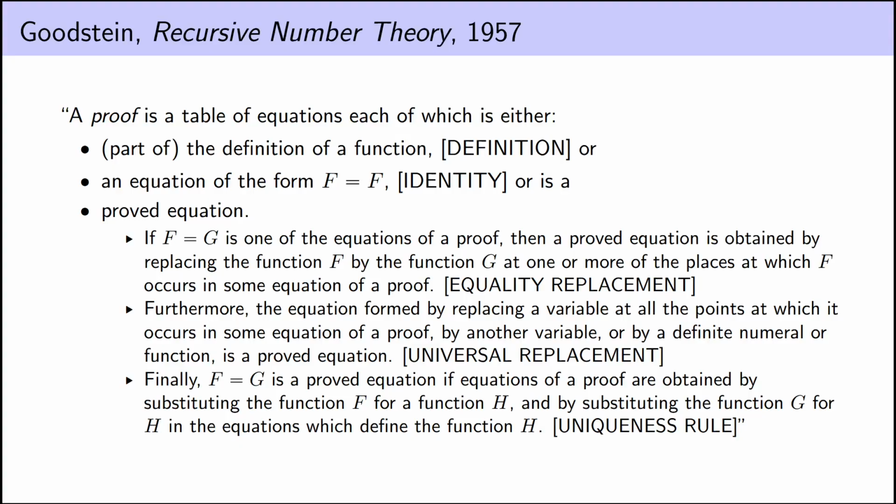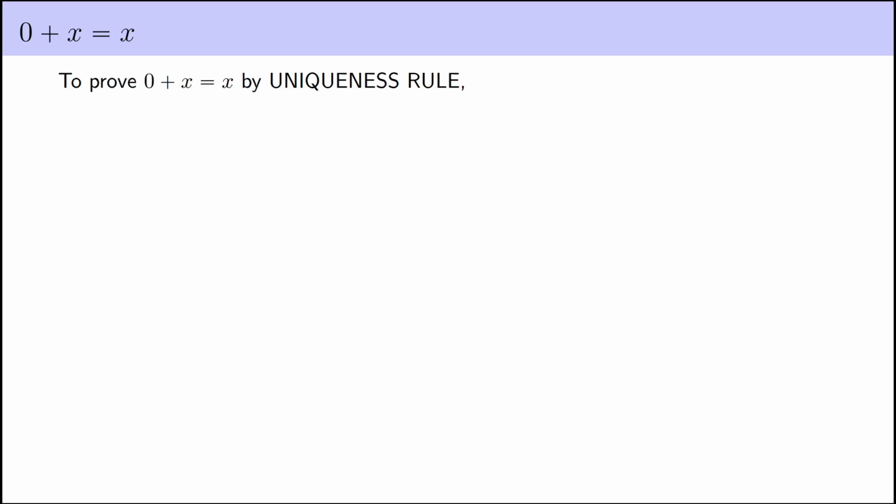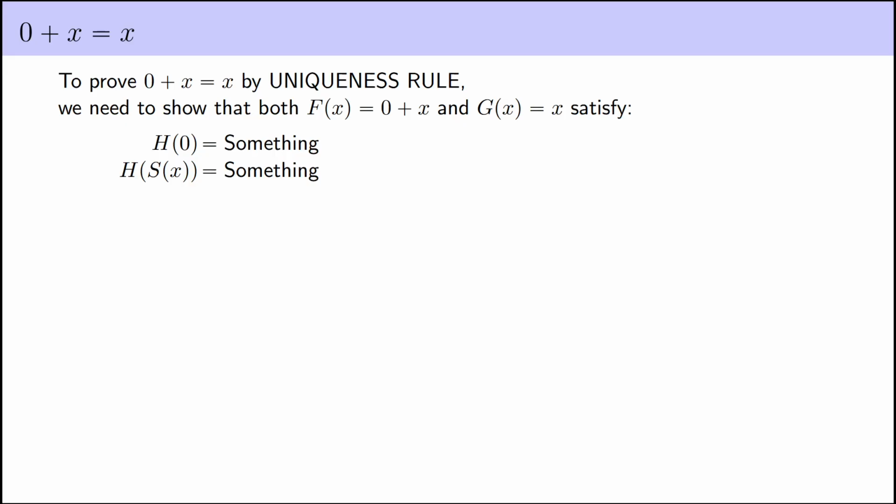Goodstein calls this the uniqueness rule. Let's go through a very basic example from Goodstein, proving that 0 plus x equals x by the uniqueness rule. In order to do this, we need to verify that the left and right-hand sides of our equation, f of x equals 0 plus x and g of x equals x, respectively, both satisfy some definition of some function h by primitive recursion.